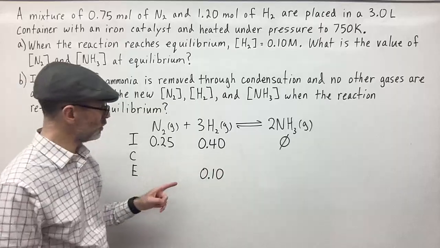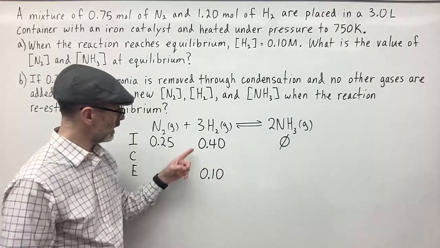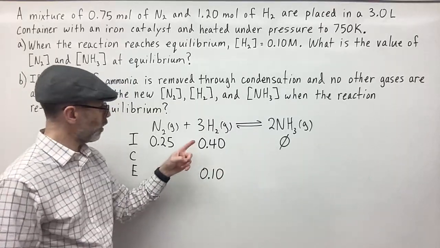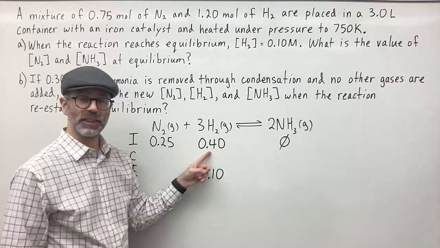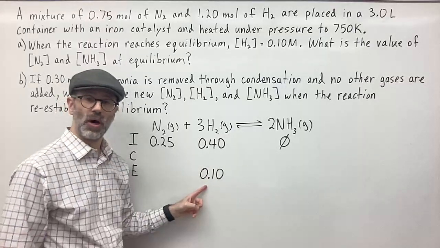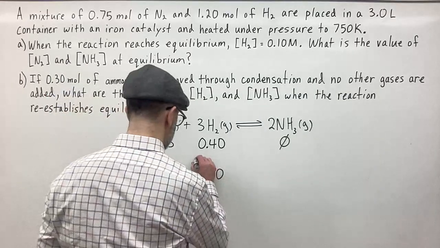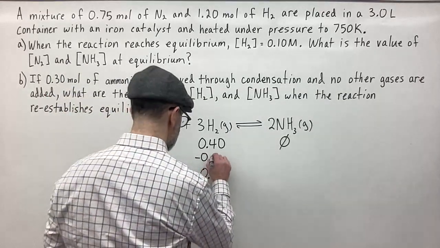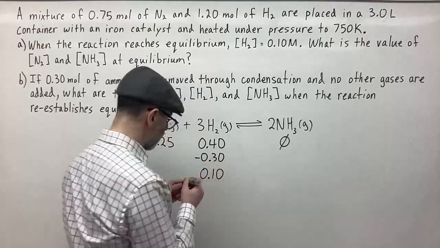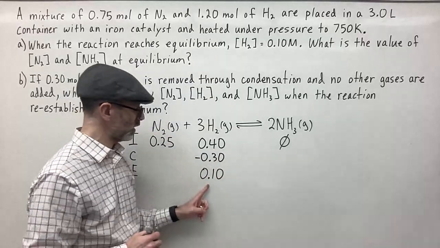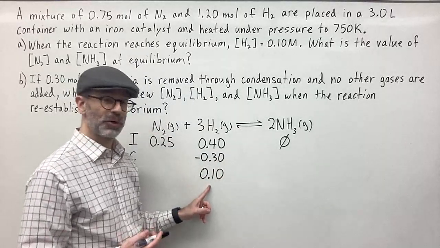You can figure out the change by noticing the difference between these two, right? So I started with 0.40, I ended with 0.1. That's a change of minus 0.3. So I lost 0.30 amount of my hydrogen to get to equilibrium.